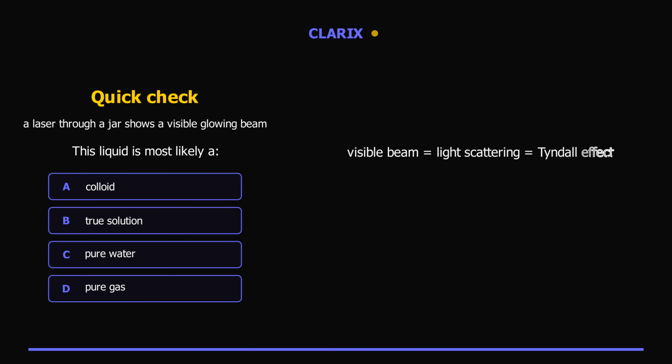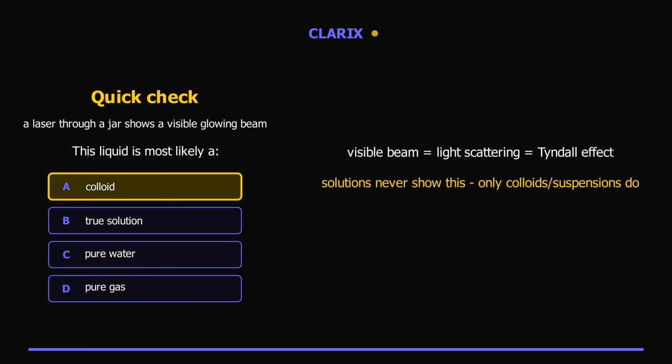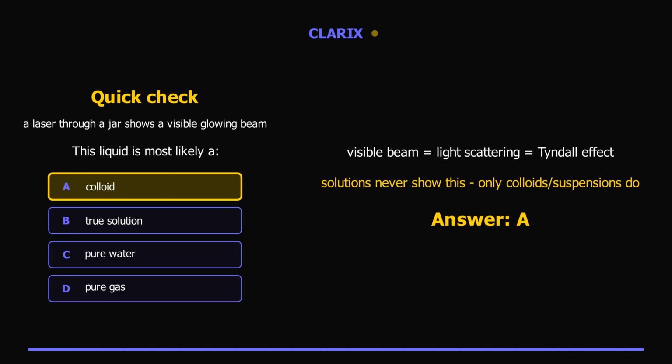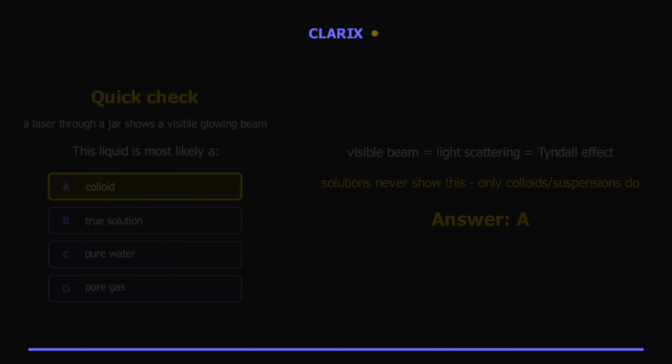A laser beam passed through a jar of liquid shows a clearly visible glowing path through it. Is this liquid a true solution or a colloid? A visible beam path means light is being scattered, and true solutions never show that. Only colloids and suspensions do. So this has to be a colloid.